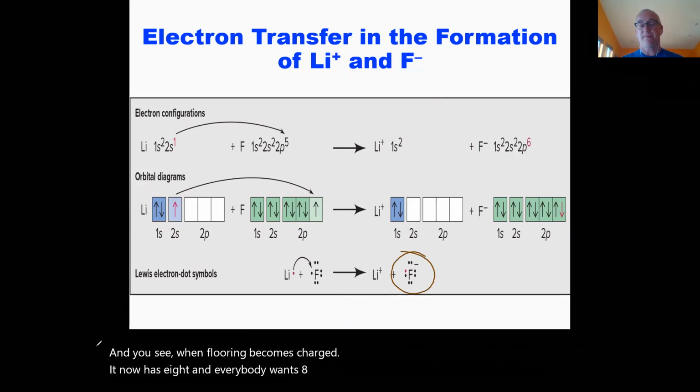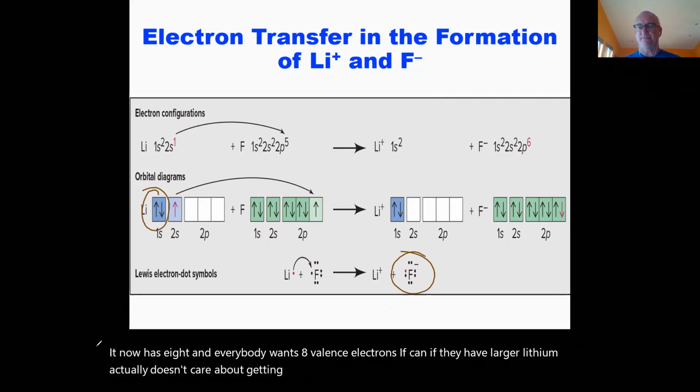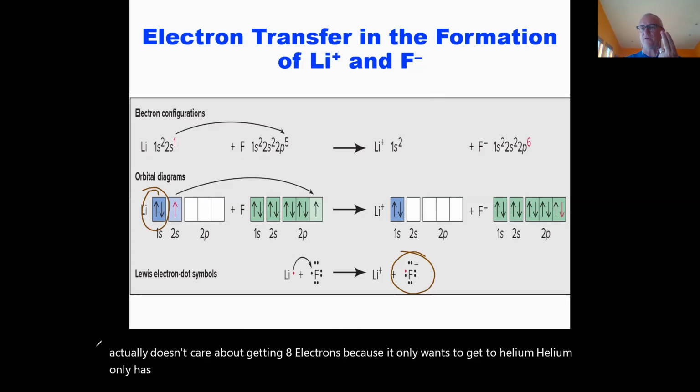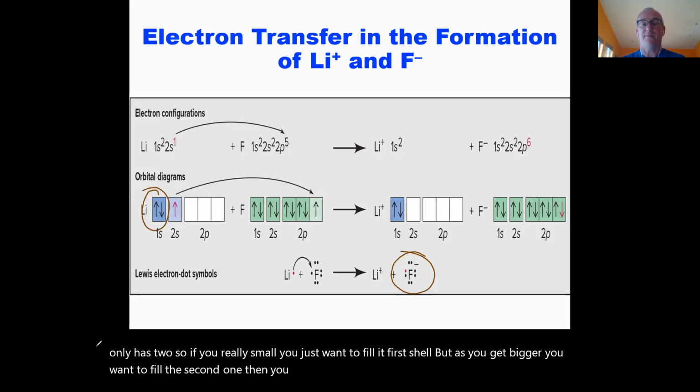And everybody wants 8 valence electrons if they can. If they're larger, lithium actually doesn't care about getting 8 electrons because it only wants to get to helium, and helium only has 2. So if you're really small, you just want to fill the first shell. But as you get bigger, you want to fill the second one, then you want to fill the third, then you want to fill the fourth. Lithium was only interested in filling up the first one.